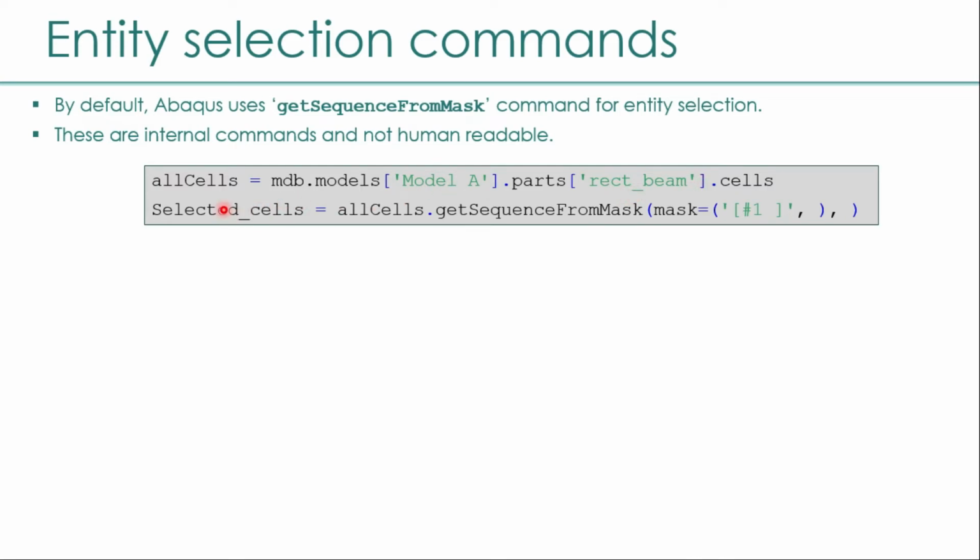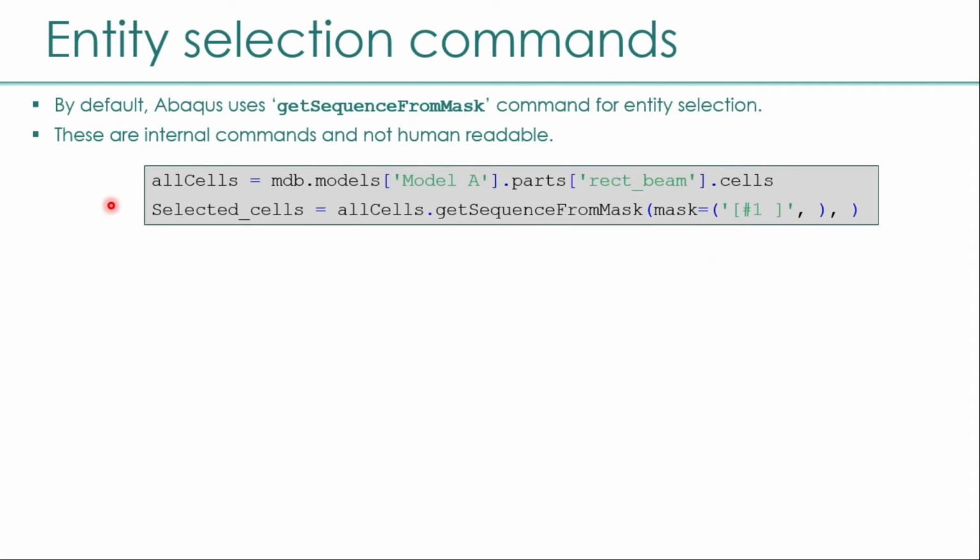So now let's say I want to get some subset of these cells, so I want to select some cells out of this entire length of cells. So how you can do it is you can use this getSequenceFromMask command, and you can see there is some weird syntax here. In the string it has 'returns in hash', then the square brackets and all. So that's why we cannot replicate this syntax, and that's why it is not human readable.